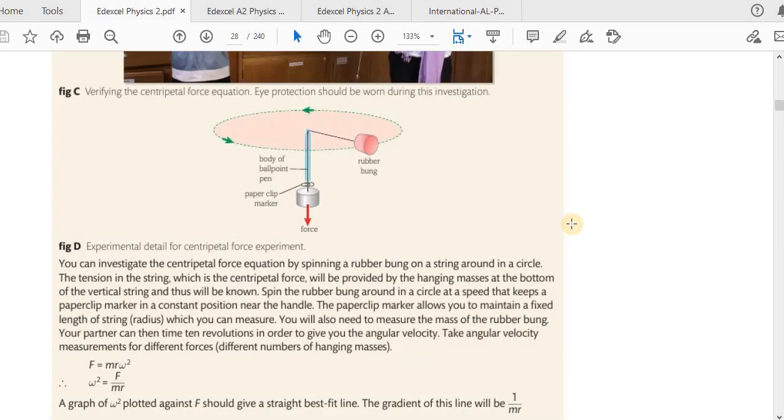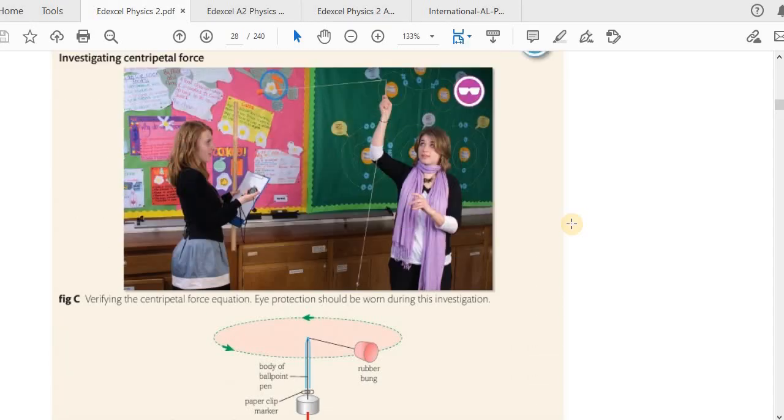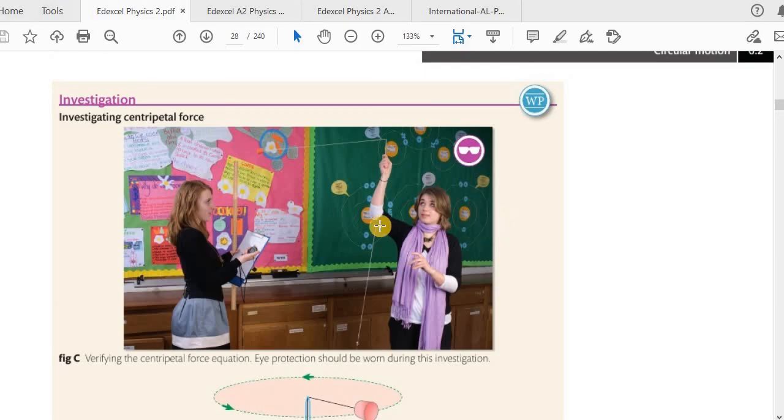Then this final part is to figure out the centripetal force. Like I mentioned before, anything that is moving in a circle or circular path will have a centripetal force directed towards the center of the circular path, and the centripetal force is the resultant force. So it's the sum of the different forces. If there is more than one force, it will be the sum of those forces.